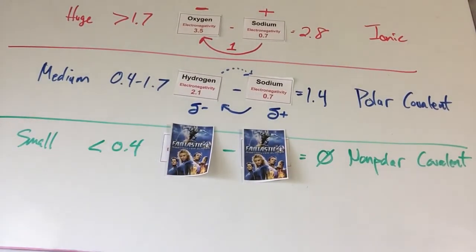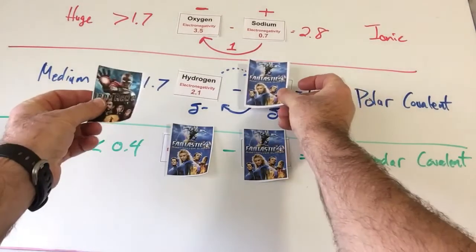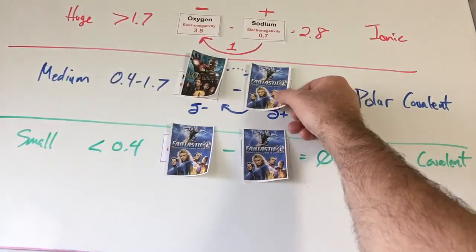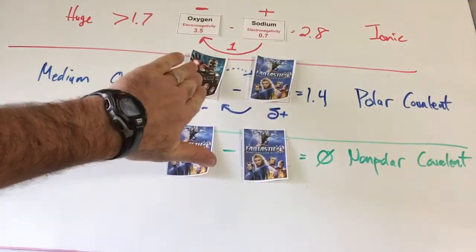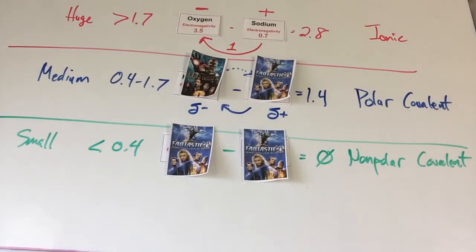Fantastic Four minus Fantastic Four gives you 0. That's going to be nonpolar. And we could even do Fantastic Four versus Iron Man 2. Oh my gosh, look at that. Again, there's going to be a 1.4 difference between these, so it's going to spend more time around the Iron Man 2.